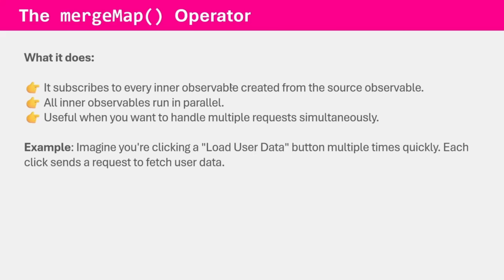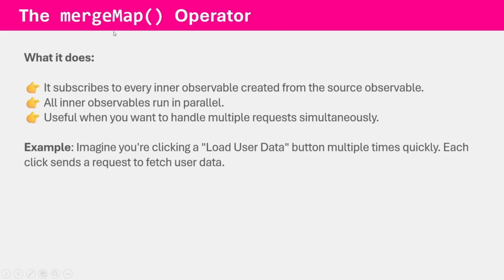And then when the second request finishes, again its data will be taken and displayed. And when the third request completes, its data will be taken and shown. So here you see, when we use mergeMap, it can handle multiple observables concurrently, and the order in which the data will be emitted is not predictable. So you can use mergeMap operator when you want to handle multiple requests simultaneously.